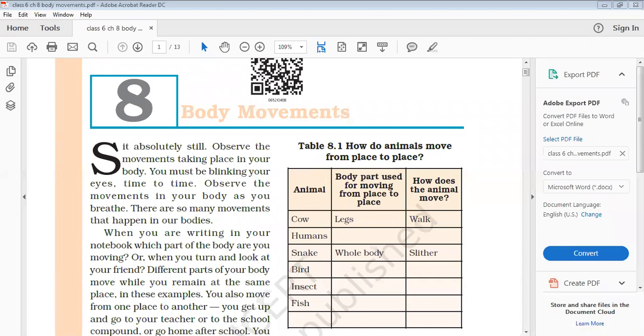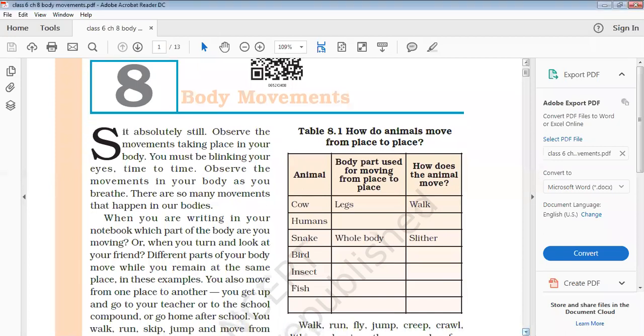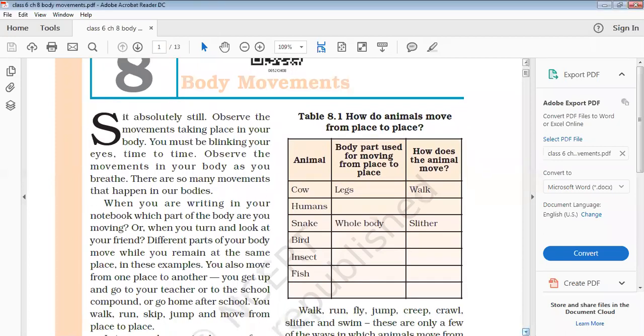Sit absolutely still. You will observe the movements taking place in your body. You must be blinking your eyes. You must be moving your hands. There are so many movements that happen in our body. When you are writing in your notebook, which part of the body are you moving? Your hand. When you turn and look at your friend, which part of your body is moving? It's your neck only. Different parts of your body move while you remain at the same place.